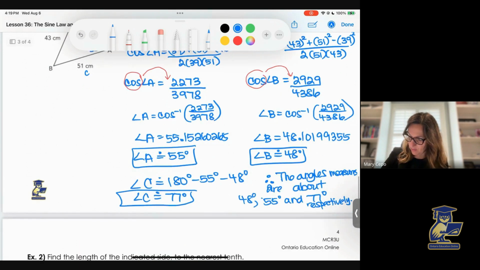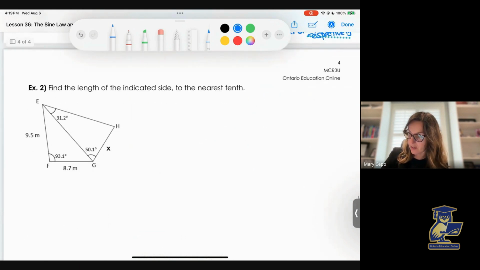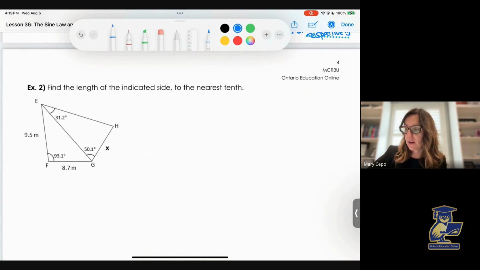Excellent. So moving on to example 2, we're given again two triangles together. Now with that in mind, we always want to see where is the information that we have, and then you always have to have a plan. You can't just start throwing numbers around. We know ultimately we need x. So that's in triangle EGH.